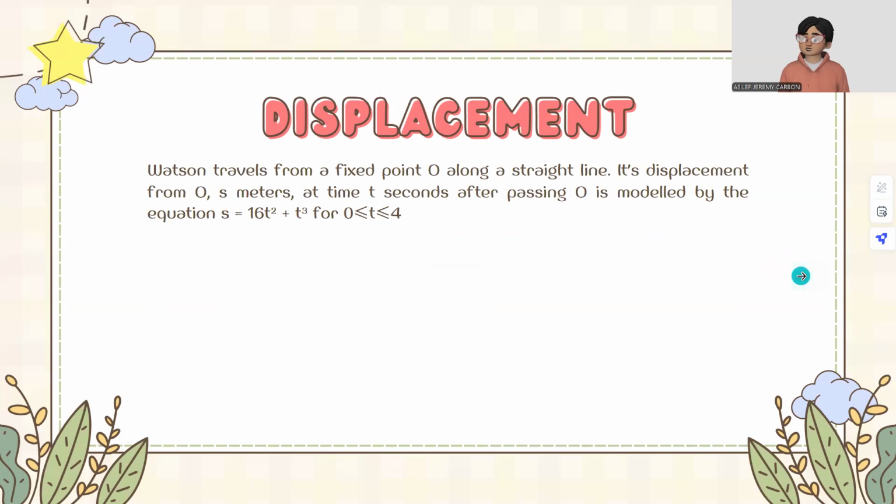Now, what does this look like in practice? Well, a particle travels from fixed point O along a straight line. Its displacement from O, which is S meters, at time t seconds after passing O, is modeled by the following equation. S, or displacement, is equal to 16t squared plus t cubed for any instance where t is greater than 0 but less than 4.